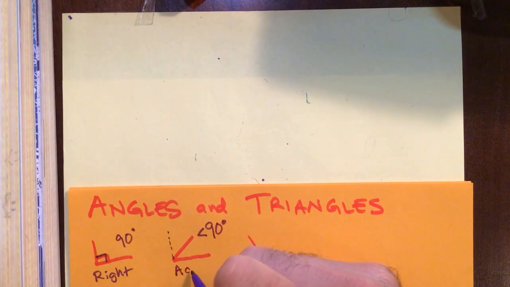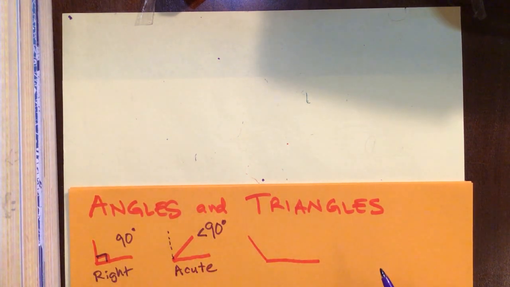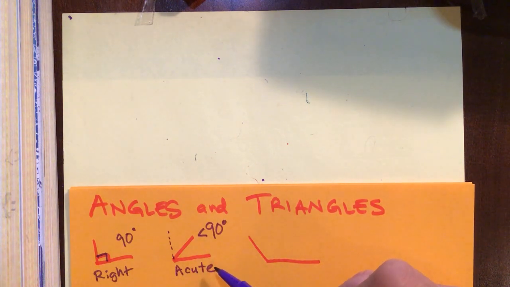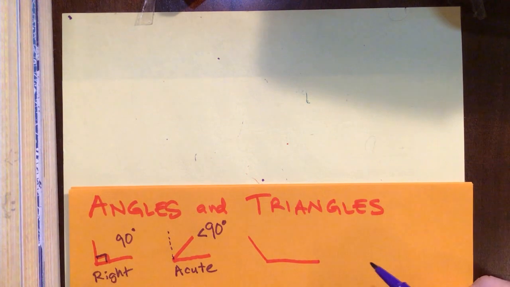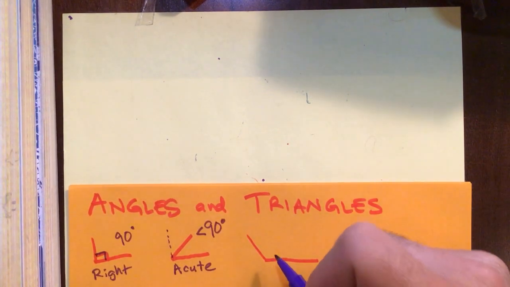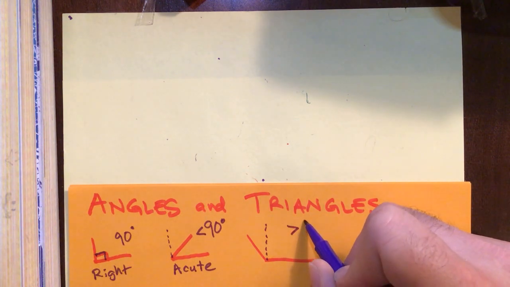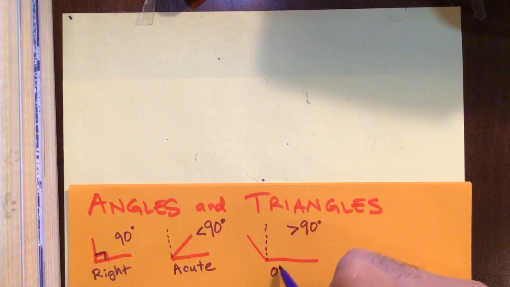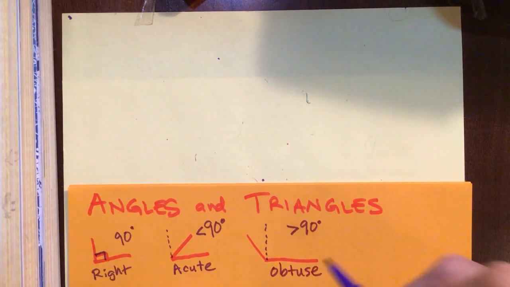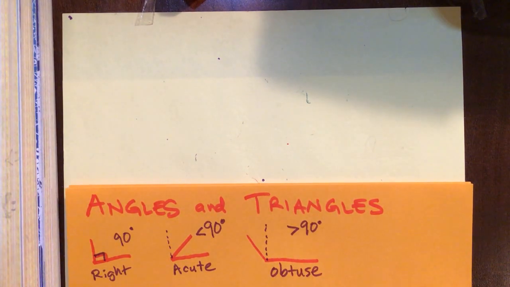That word is called acute. I always think if it's smaller than 90 degrees, I think of a small, cute little bunny or a cute little puppy. It's so small, it's so cute. Like everything small is kind of cute, right? And then lastly, when it's bigger than 90 degrees, greater than 90 degrees, the word is obtuse. You will have some word problems that use some of these words. You have to know what they mean.